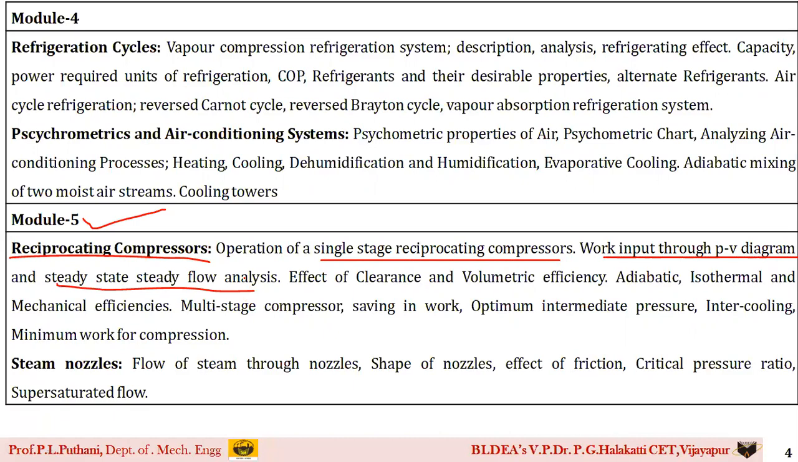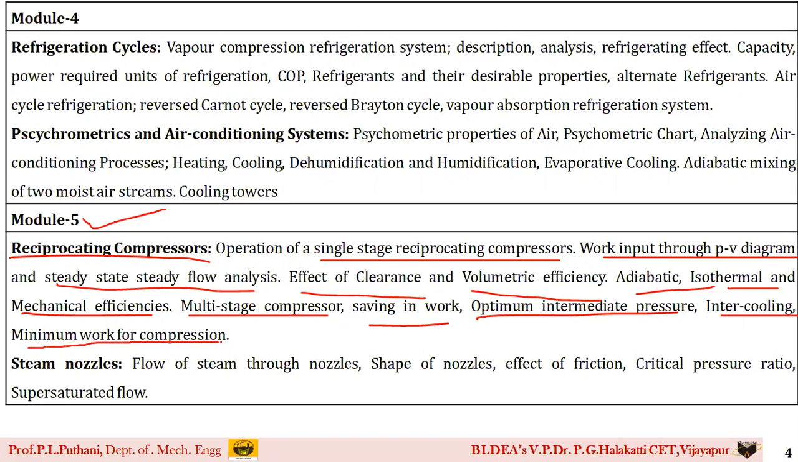Then in the compressor, we will study the effect of clearance and volumetric efficiency. Then the various processes developed here, that is the adiabatic, isothermal and mechanical efficiencies. And very important, for a compressor we need to reduce the work input. Therefore, we will study a multi-stage compressor, the saving in the work input, then the optimum intermediate pressure ratio, intercooling, and minimum work required for compression.